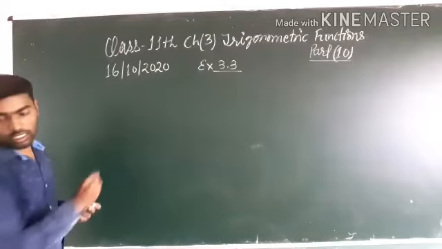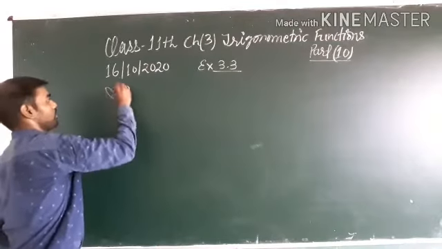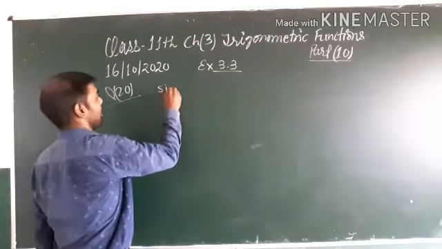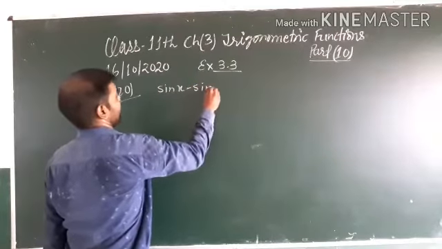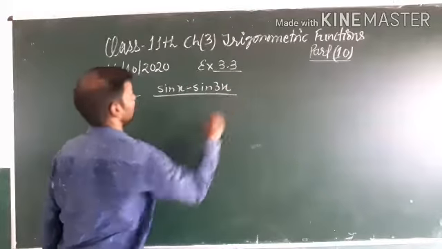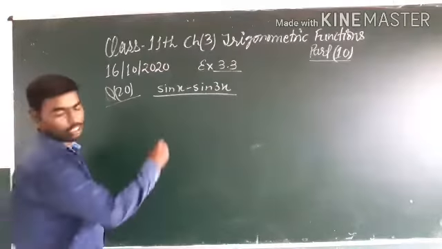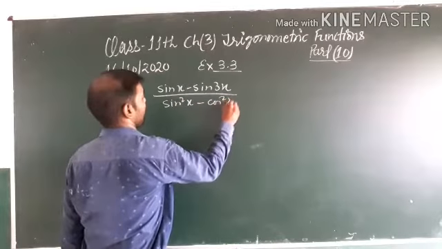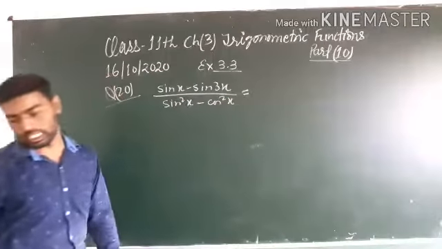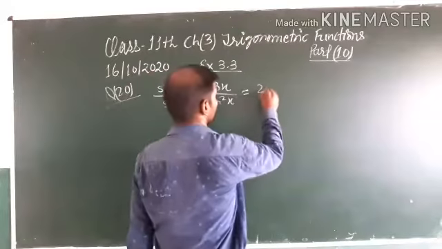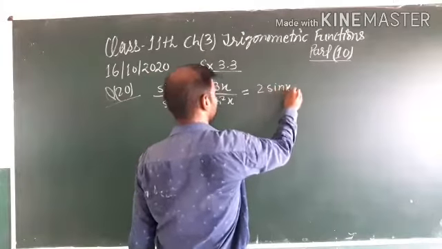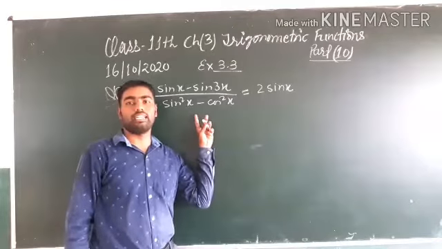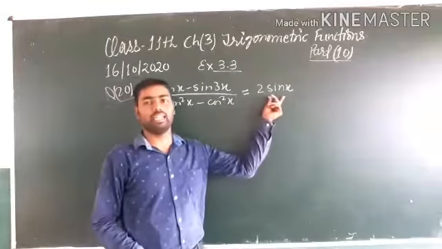Question number 20 is: (sin x minus sin 3x) upon (sin square x minus cos square x) is equal to 2 sin x. Here we solve the left hand side and we get the value of the right hand side.